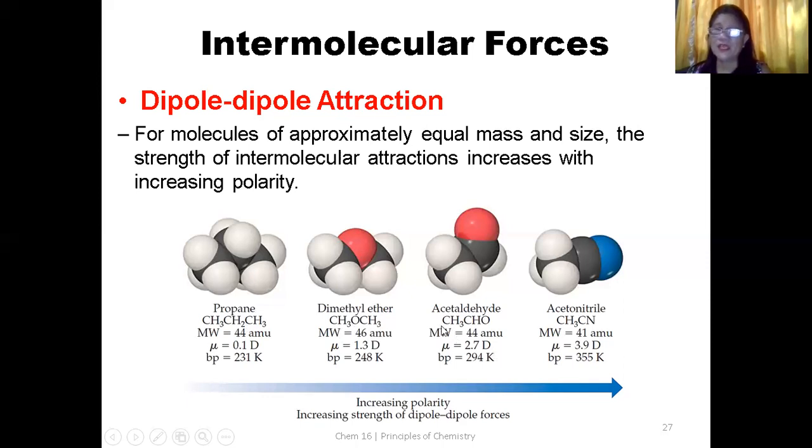This one is carbon, hydrogen, hydrogen, carbon, carbon, hydrogen, hydrogen, oxygen. It is increasing. How many molecules is this? Three. In this one, oxygen was added, and in this one, carbon and nitrogen were added. So it will increase depending on its polarity.